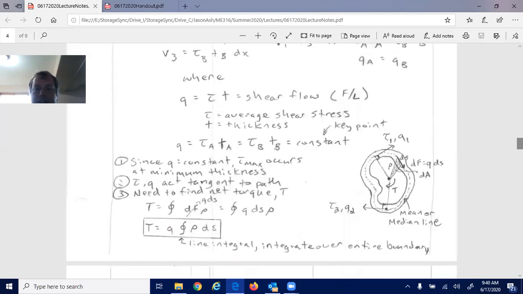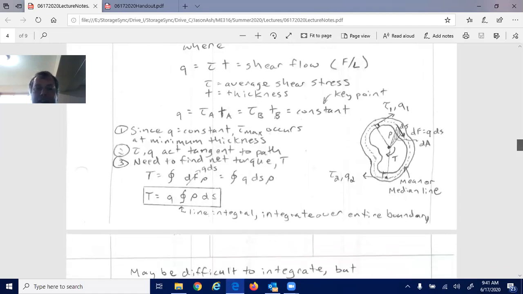I'm going to zoom in a little bit here because I had to crunch things down. If I didn't crunch things down here, I was going to mess up the layout of all my notes that I was rewriting to make them nice. But some of the main things: one, since q is a constant, tau max is going to occur at the minimum thickness. If this is a constant, as the thickness decreases, the shear stress is going to increase. So we're looking at the minimum thickness location for maximum shear stress.